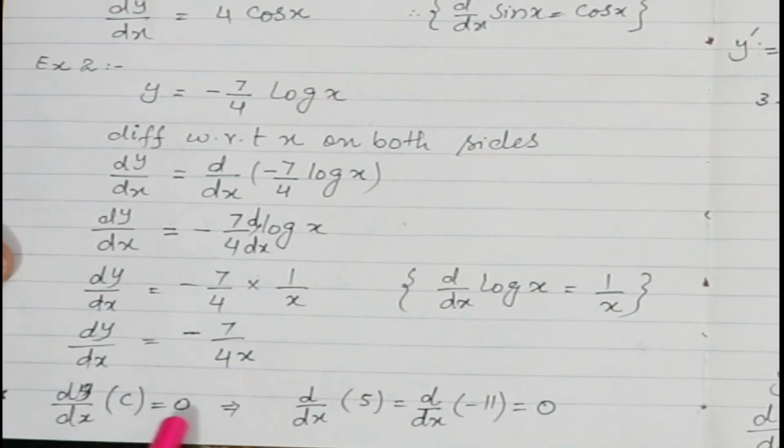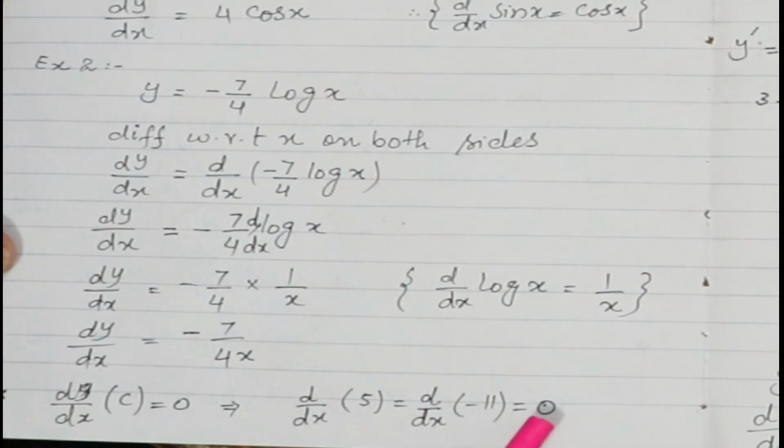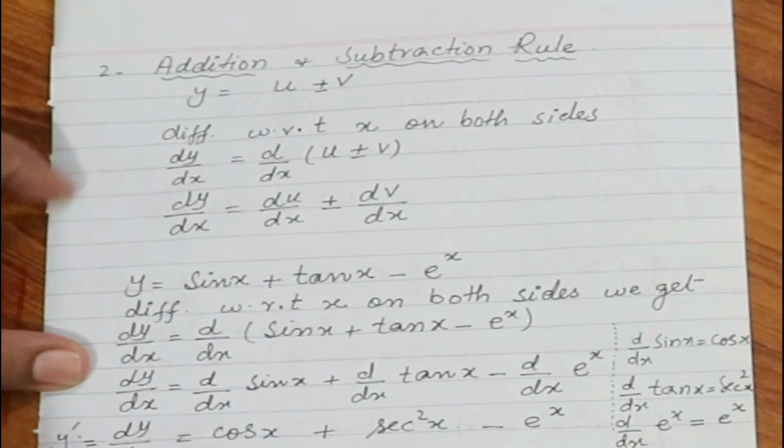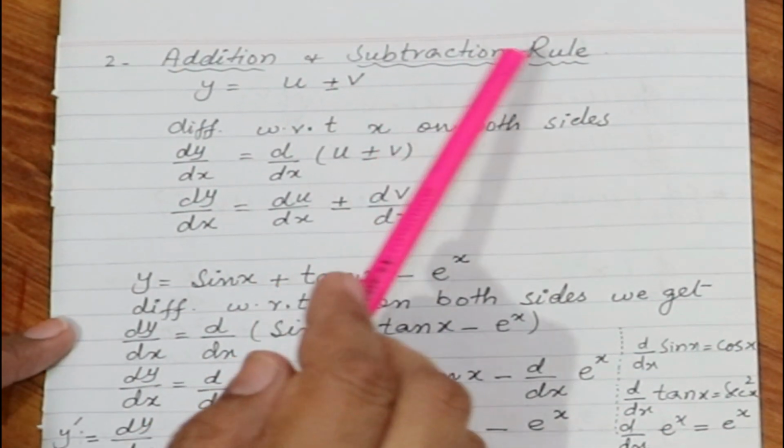The derivative of any constant function, for example the derivative of 5, or the derivative of minus 11, the answer will be 0. It means the derivative of any constant function is 0. Now second, the addition and subtraction rule.